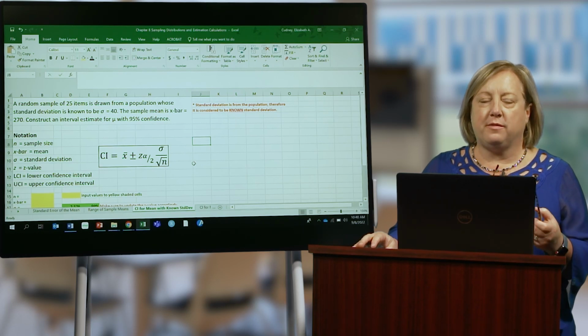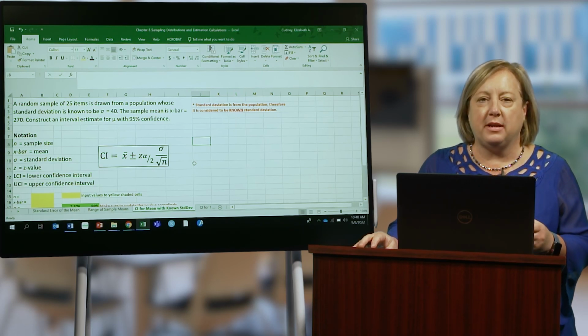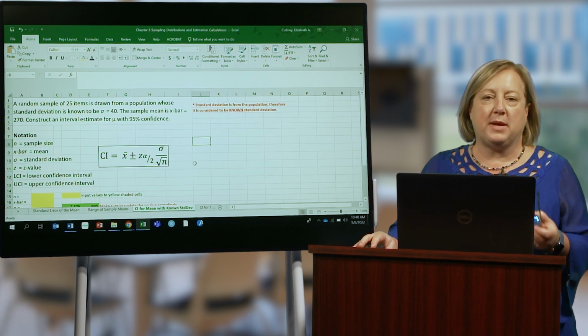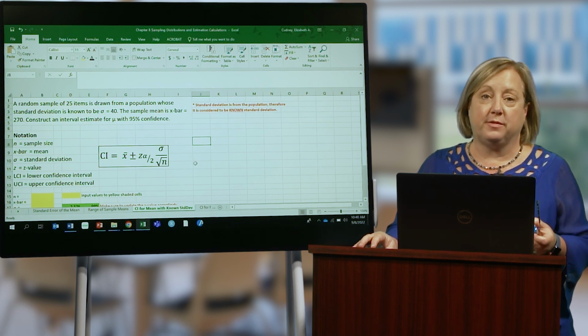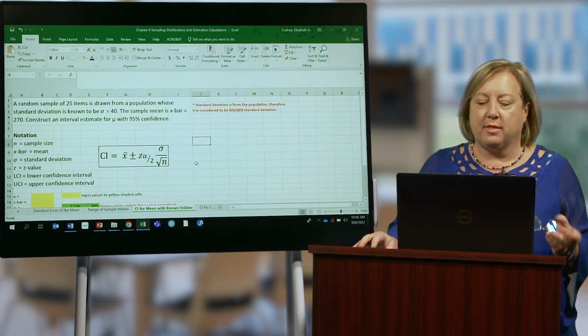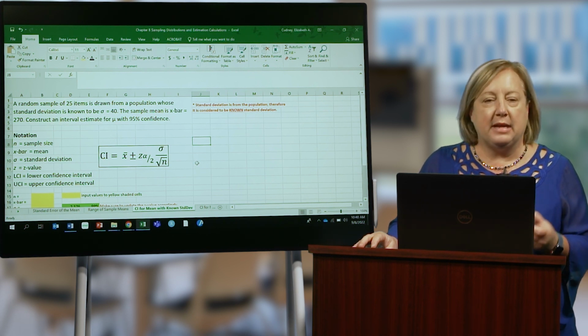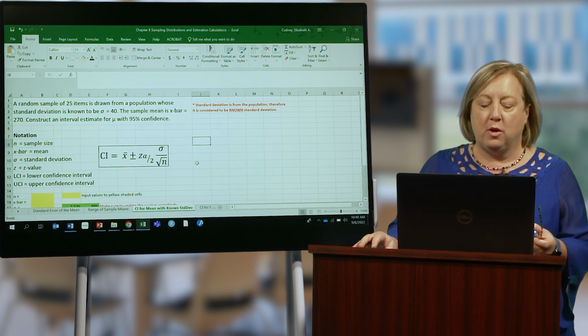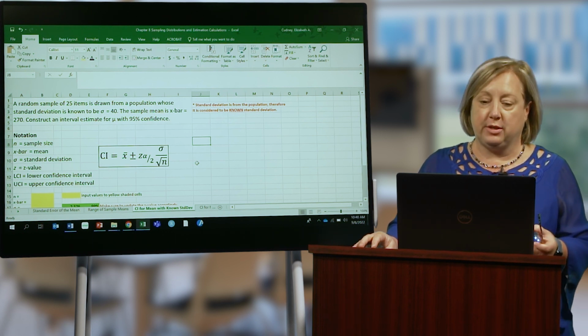Confidence intervals are a very useful way for understanding an interval in which we would expect a certain percentage of values to fall between. When we're looking at confidence intervals, we can have multiple different types. The first one we're going to look at is a confidence interval for a mean with a known standard deviation.